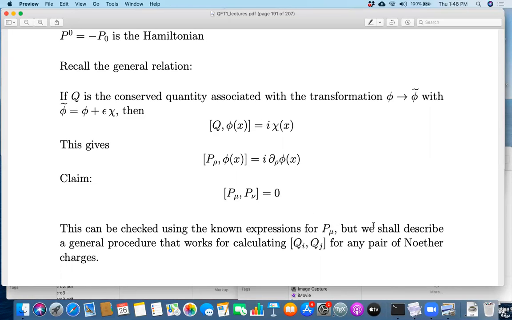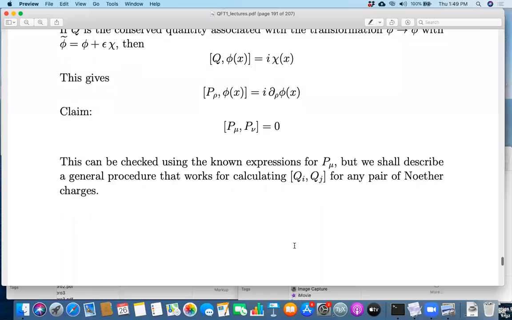But what we will do today is to describe a general procedure, and this general procedure in fact works for calculating this commutator for any pair of Noether charges. And often for this, you don't even need to know the expression for the charges. You can calculate this just based on the symmetry transformation laws, without knowing what the charges look like in terms of the elementary fields of the theory.